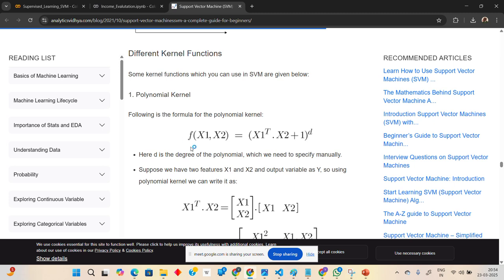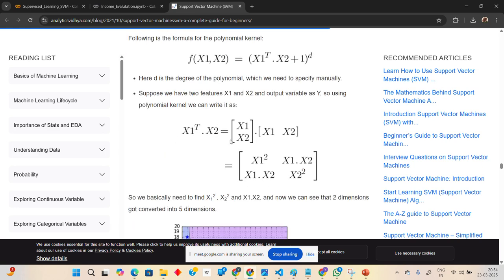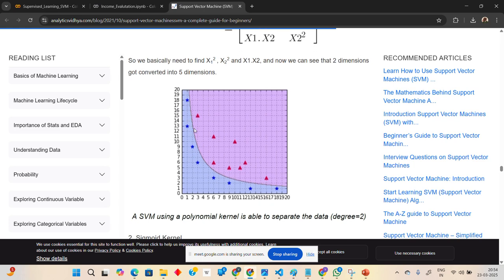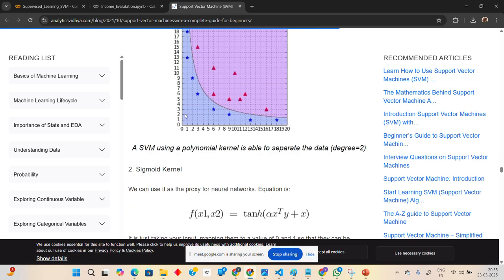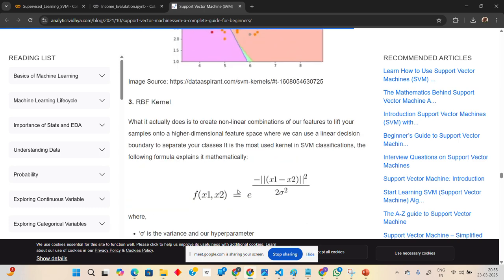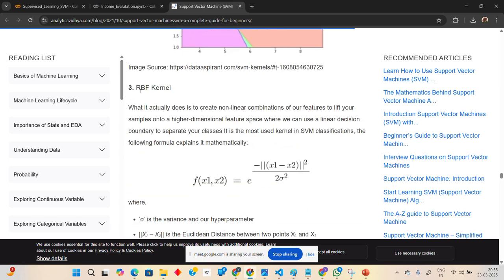First one is the polynomial kernel. The simple mathematical formulation is this. D is the degree. Okay, here you can see D. D stands for the degree. And then, you can see in the picture, this is the way we are going to separate, instead of a line, with this kernel. And then the sigmoid kernel will be like this. Okay. And then RBF. This is a very important one.